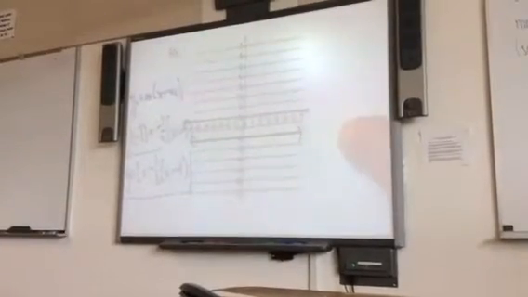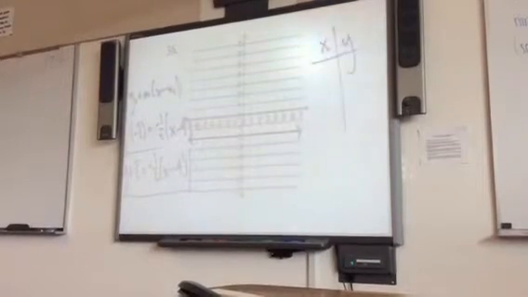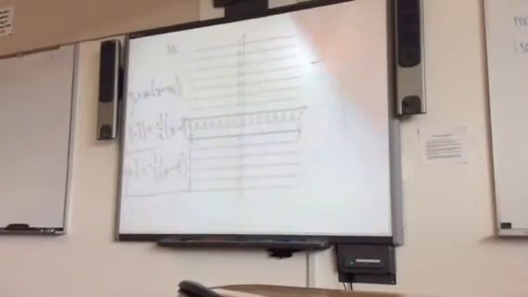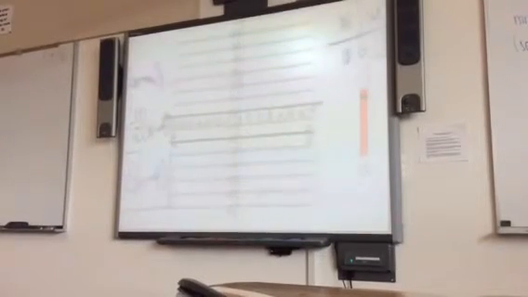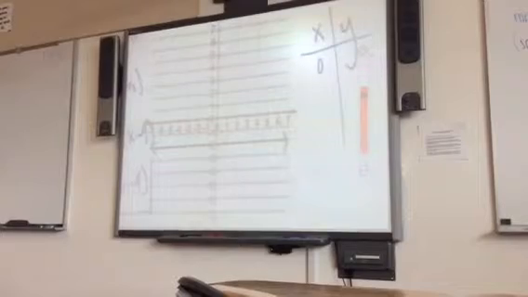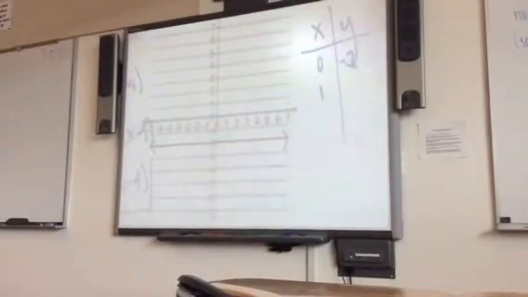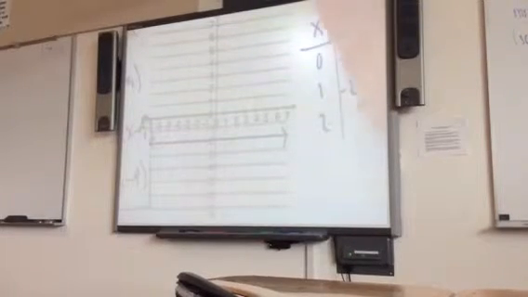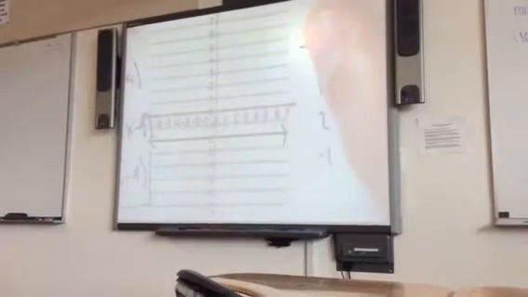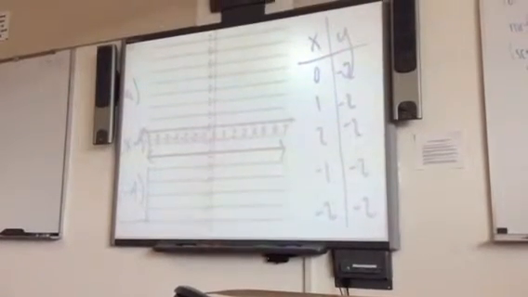All right, let me show you what's happening here. If I made a table like this, if my x equals 0, what's y on this graph? Negative 2. If my x equals 1, what's my y? Negative 2, right? It's a horizontal line. How about if x equals 2? Negative 2. Any x value is going to yield a y value of negative 2.